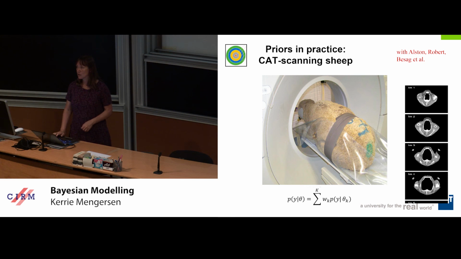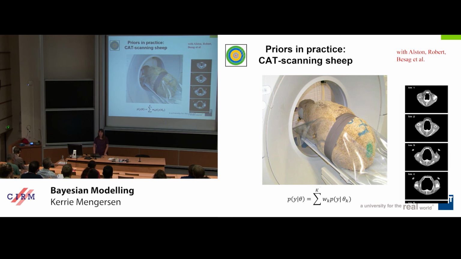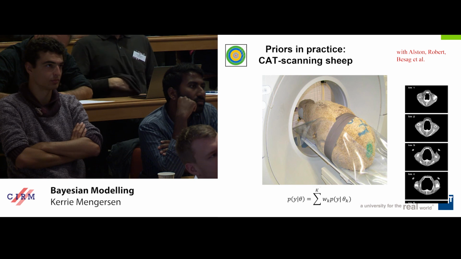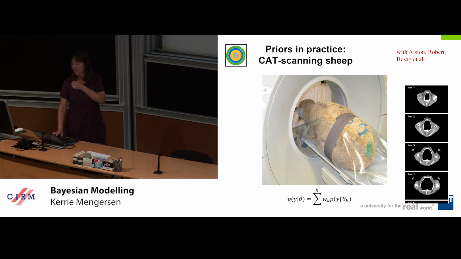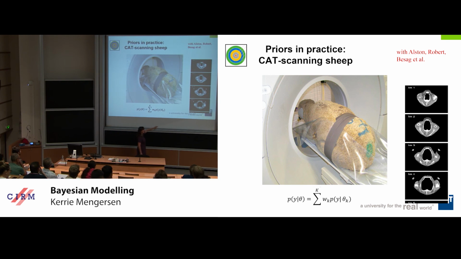Okay, I just want to show you, we'll just finish with a couple of examples. This is priors in practice. So this is CAT scanning sheep here. We had a project where we were looking to understand the proportion of muscle, fat and bone in sheep. So here's a sheep going into a CAT scan. Apparently they don't mind being wrapped up, duct taped and sent through a CAT scan. Basically this is the kind of image that we get out here. We can see the bone is white and we want to understand from the grayscale colouring, or the density, what's muscle, fat and bone.